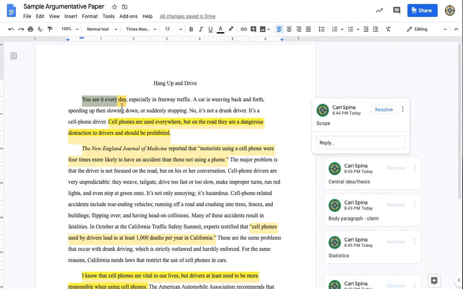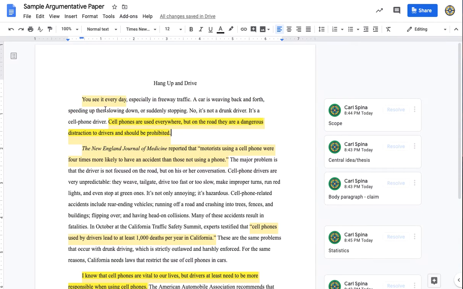So let's focus on this introductory paragraph. You see it every day, especially in freeway traffic. A car is weaving back and forth, speeding up, then slowing down or suddenly stopping. No, it's not a drunk driver, it's a cell phone driver. Cell phones are used everywhere, but on the road they are a dangerous distraction to drivers and should be prohibited.